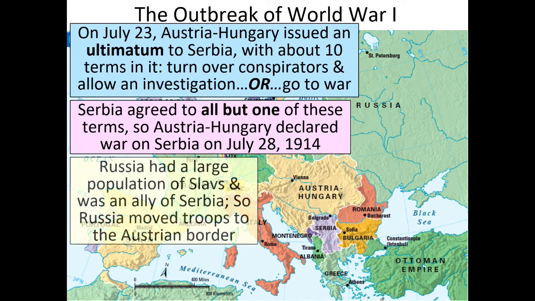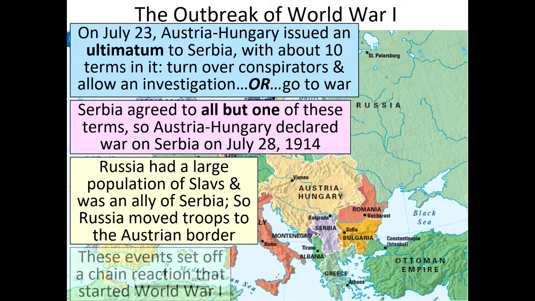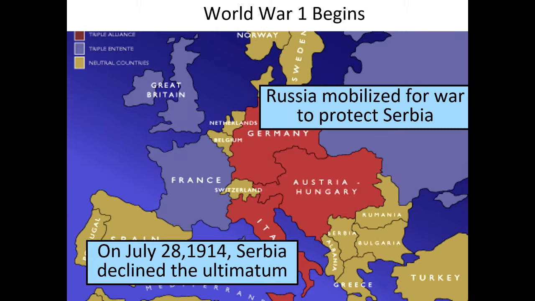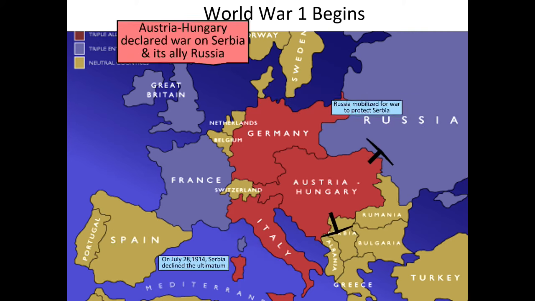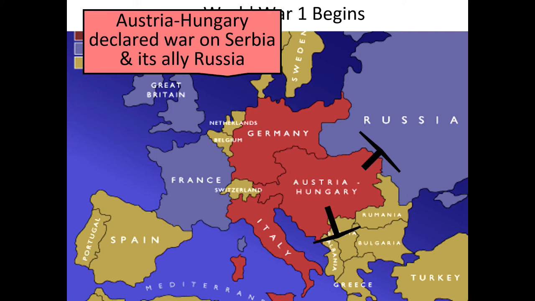Russia, an inherently Slavic nation, had a large population of Slavs and was an ally of Serbia, so Russia moved troops to the Austrian border. These events set off a chain reaction that started World War I. On July 28, 1914, Serbia declined Austria-Hungary's ultimatum. Russia mobilized for war to protect Serbia from Austria-Hungary. Austria-Hungary declared war on Serbia and its ally, Russia.